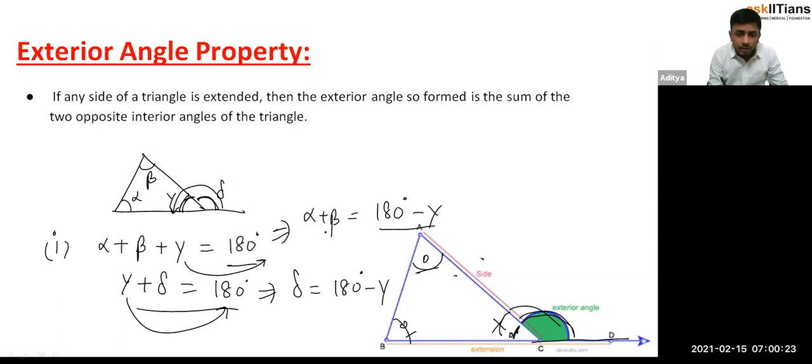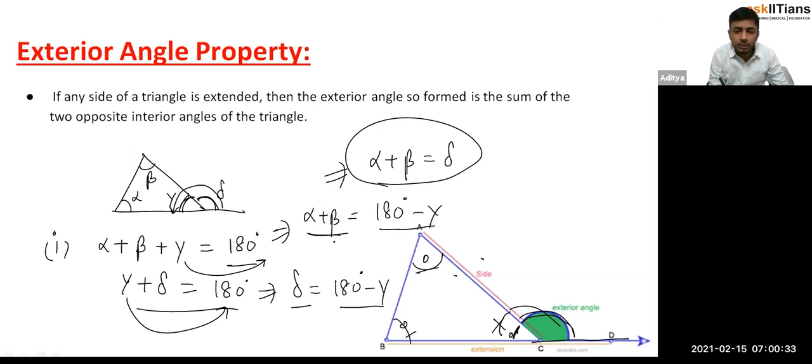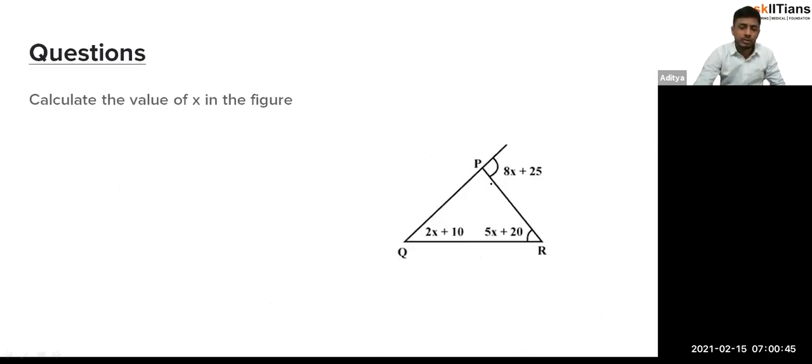180 degrees minus gamma equals alpha plus beta, and 180 degrees minus gamma equals delta also. So we can say that alpha plus beta would be equal to delta because both of them are equal to the same quantity, right? And hence proved. Hence we have proved the exterior angle property. Correct. So now let us see a question here.